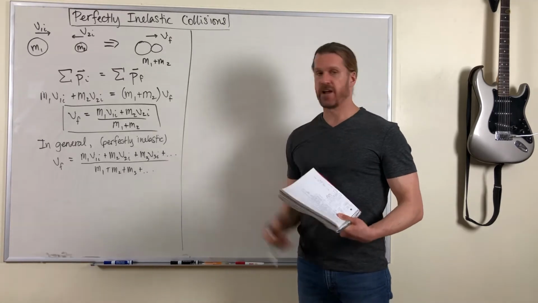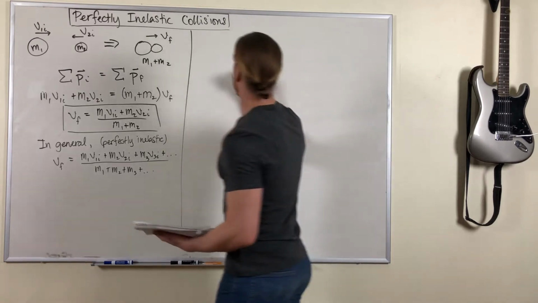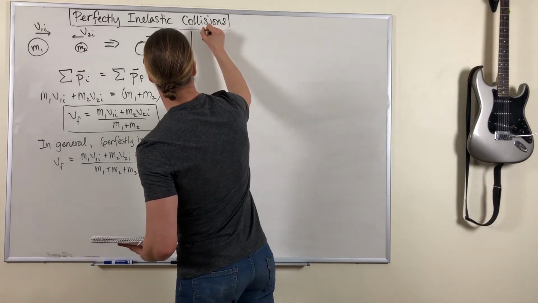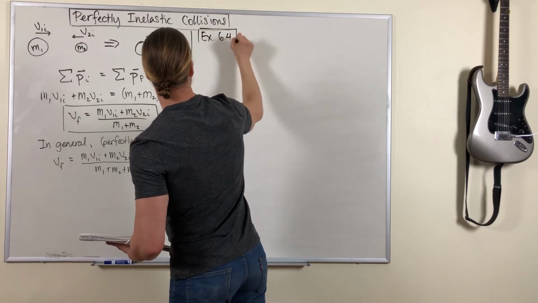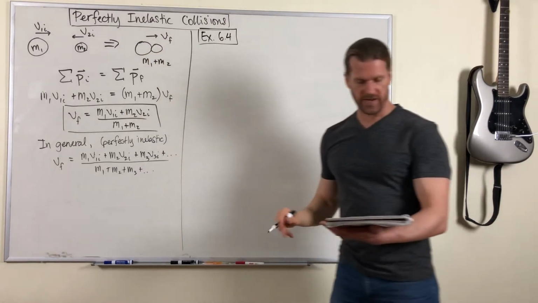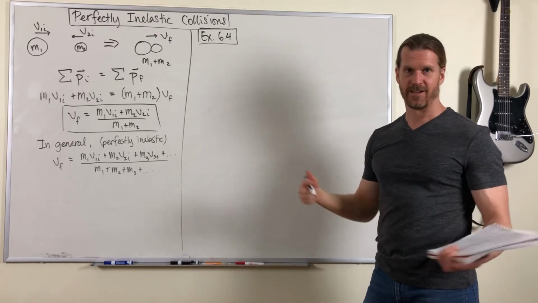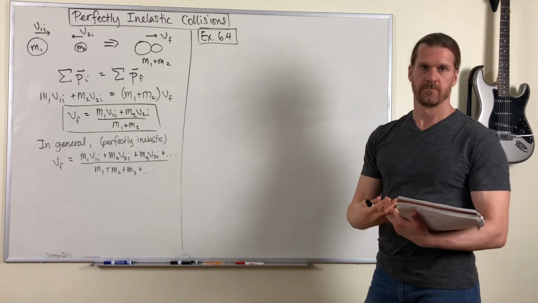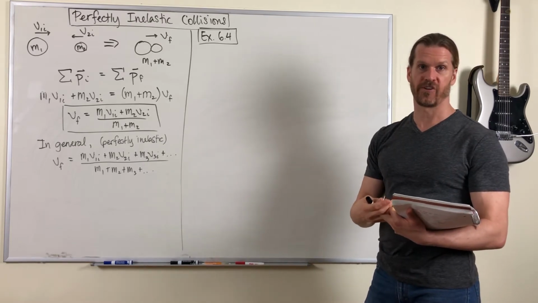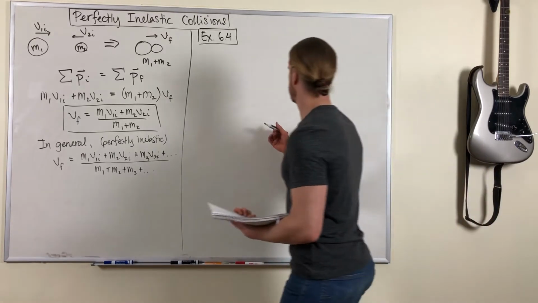All right, let's apply this expression to a few examples. We'll start with example 6.4 from your textbook. In this example, a truck and a car collide and the bodies of the vehicles become mixed together, stuck together, and they move together as one object after the collision.